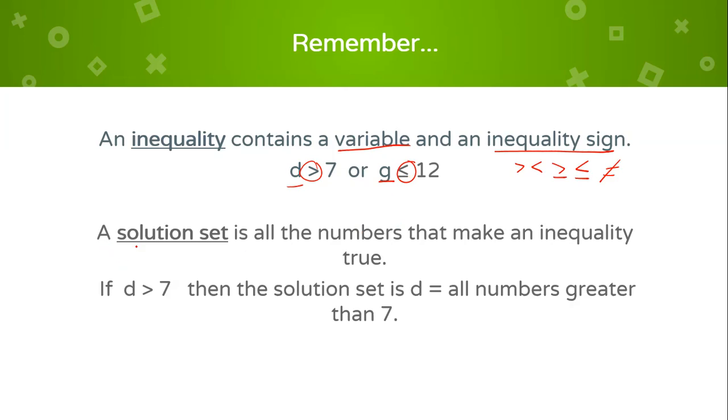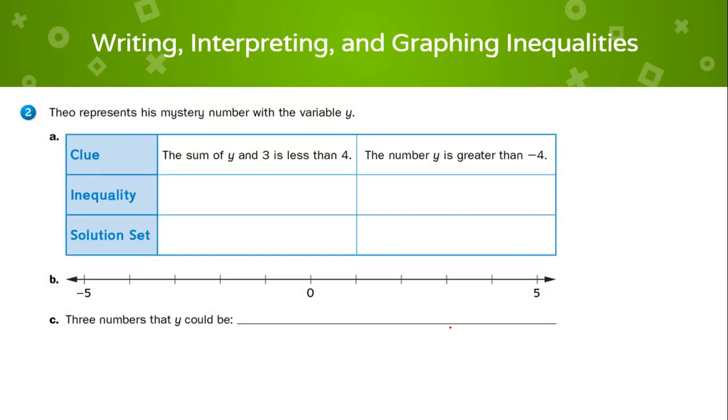We also need to remember solution sets. And the solution set's all the numbers that make an inequality true. So if D is greater than 7, then the solution set is D equals all numbers greater than 7, and we write it. Do you remember these weird bracket thingies? I hate writing them. Okay, and you would write any number greater than 7. Okay, and that's our solution set. So we're going to be writing solution sets. So let's take a look at the first clue.